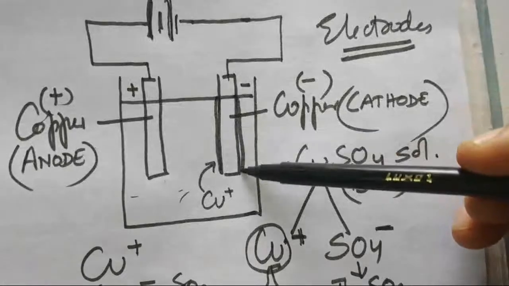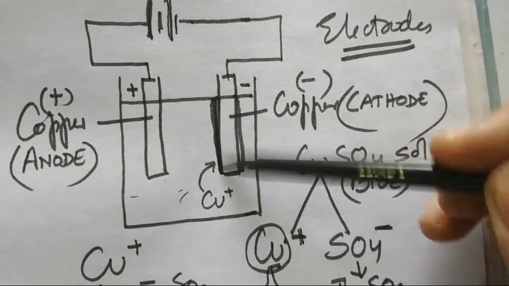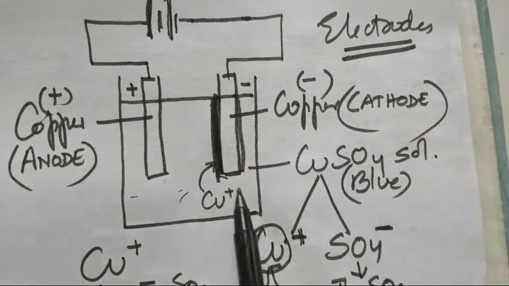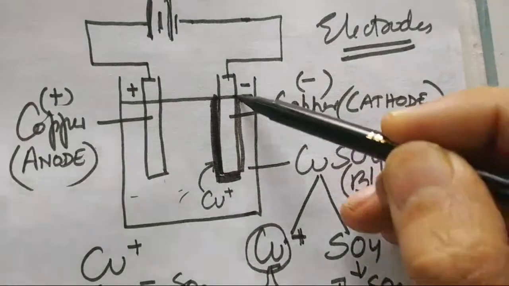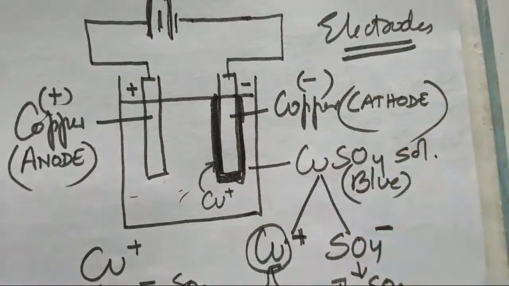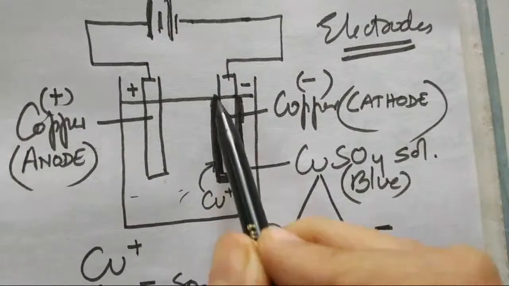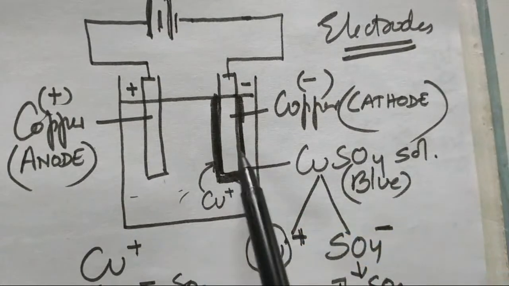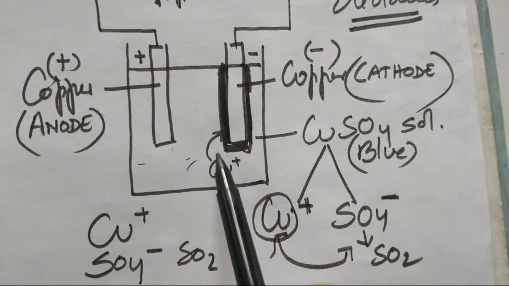It develops a layer outside, and after some time you will see that this may become slightly thicker. It will get a covering outside it. So this is electroplating, which is due to collection of copper outside it.